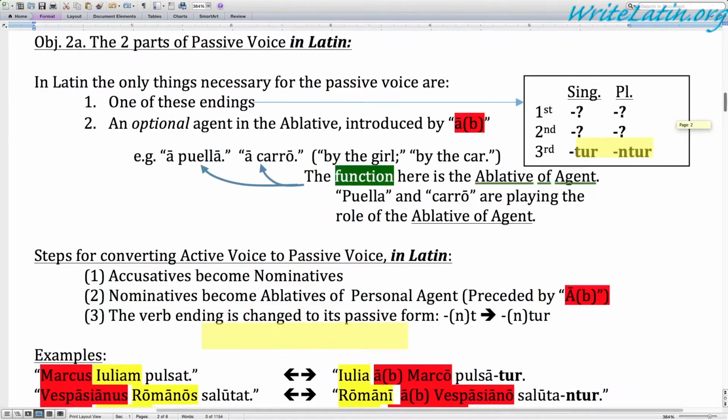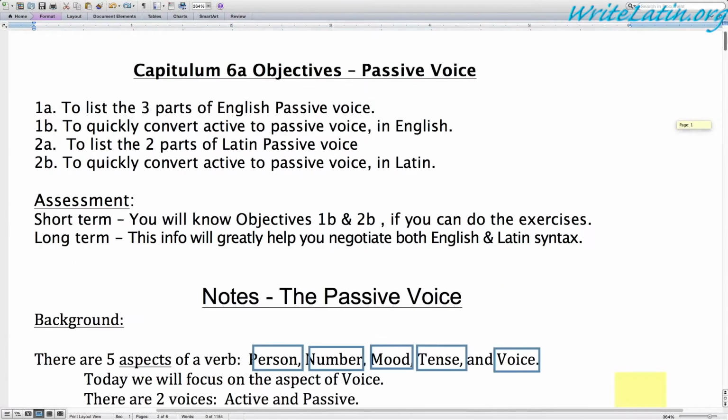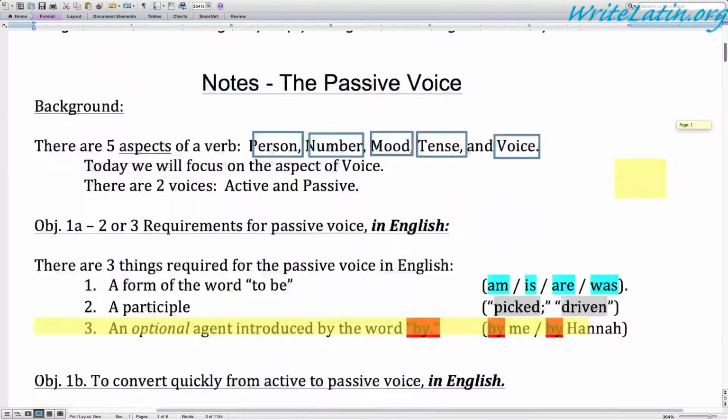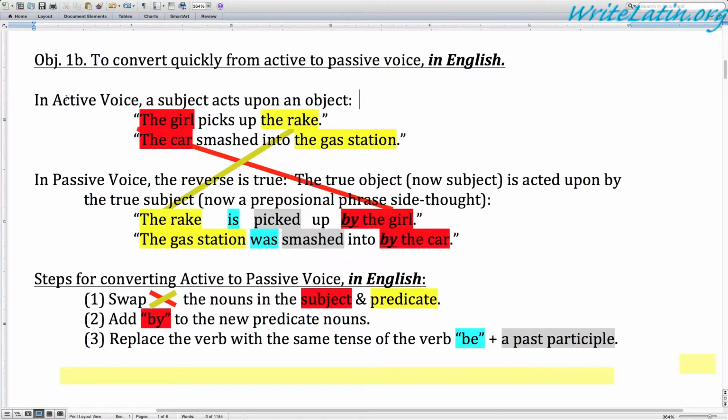Now that you know these 3 parts of passive voice, objective 1b, to quickly convert active to passive voice in English. Here I have an example of 2 sentences, and in active voice, a true subject acts upon a true object. For example, the girl, subject, picks up the rake, object. The car, subject, smashed into the gas station, which is your object.